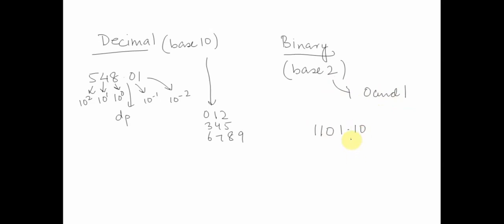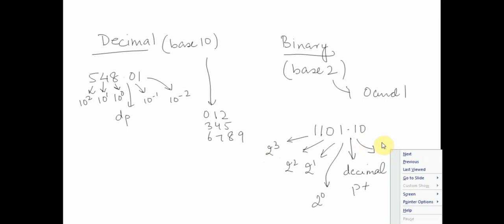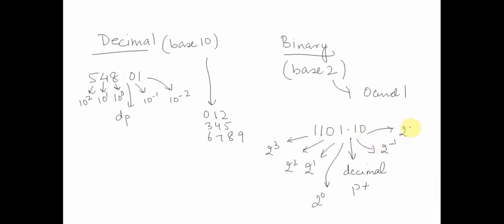And let's assume we have a number like 1101.10. In such a case, this will be the point. This is the ones position, which is 2 raised to power 0. This is 2 raised to power 1, 2 raised to power 2, and 2 raised to power 3. Similarly, the tenths position in decimal would be 2 raised to power minus 1 here, and this would be 2 raised to power minus 2.